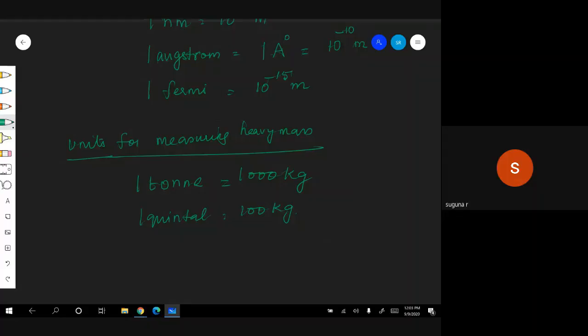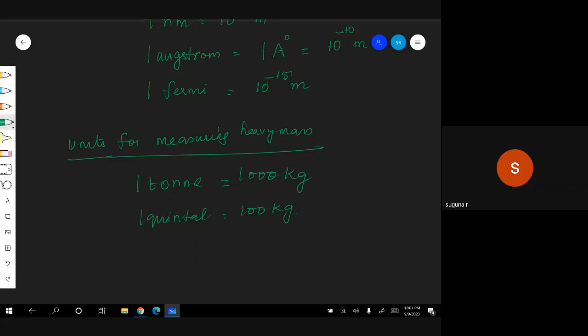I think yesterday we have seen something about pound, right? 1 pound. What is 1 pound? Yesterday I told you, 0.45 kg, around 0.4536. Therefore, that is what is called 1 pound.